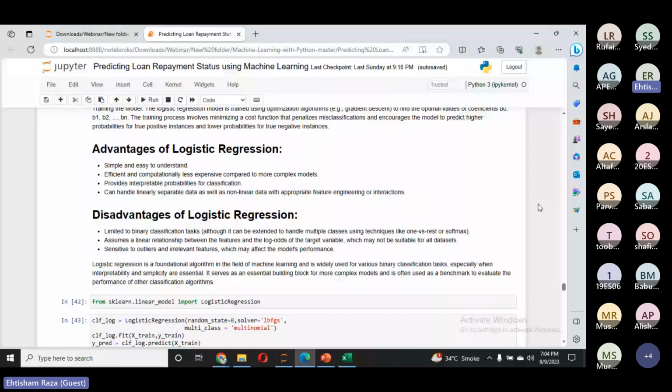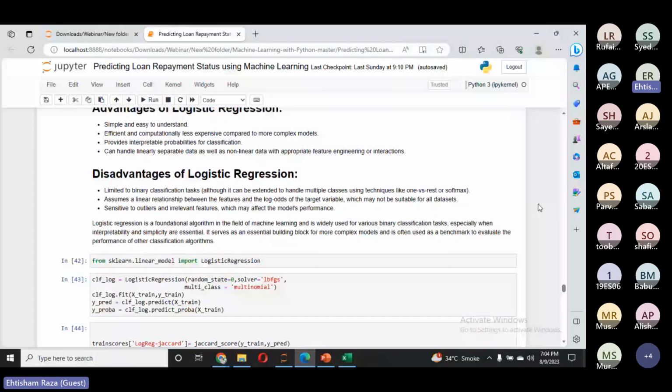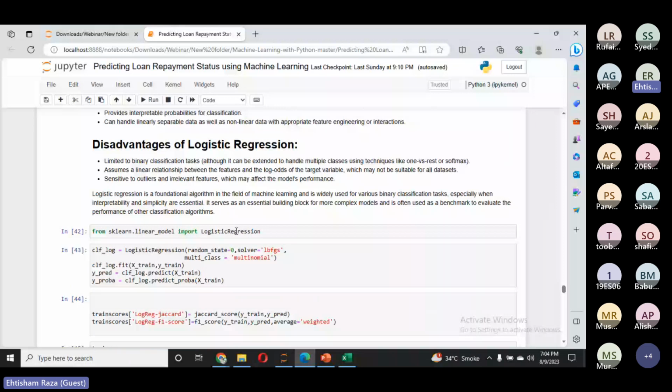So let's go and see the implementation without wasting our time, because we also have a lot of things remaining. We are calling the logistic regression function from sklearn. We are creating our logistic regression model. We are going to create a multinomial model. We are passing our data set.